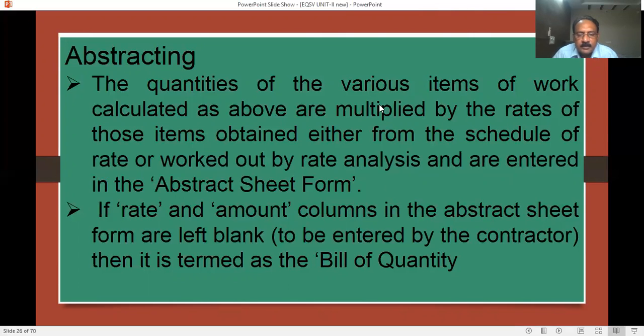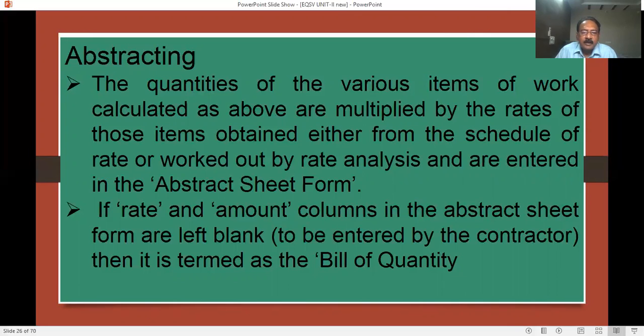Here you will have the abstract sheet form: serial number, particulars or description of item, quantity, rate per unit, and total cost. So item-wise, you have one more sheet, the abstract sheet form. In detailed estimation we have two forms. One is the measurement form, where we calculate each item's quantity. There you have only the measurements, length, breadth, height, and your quantity.